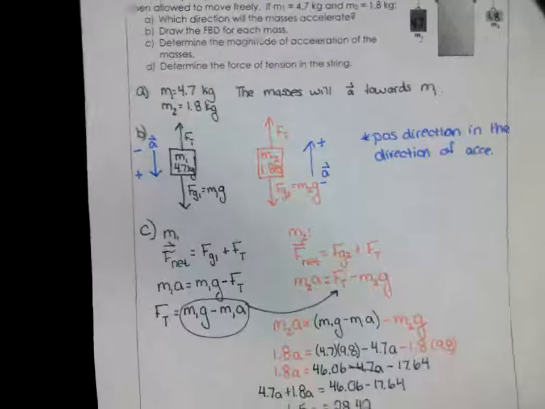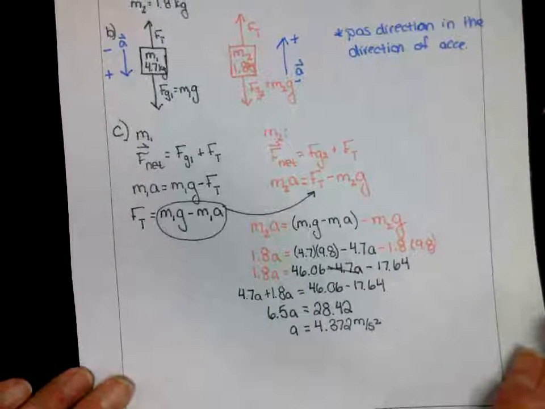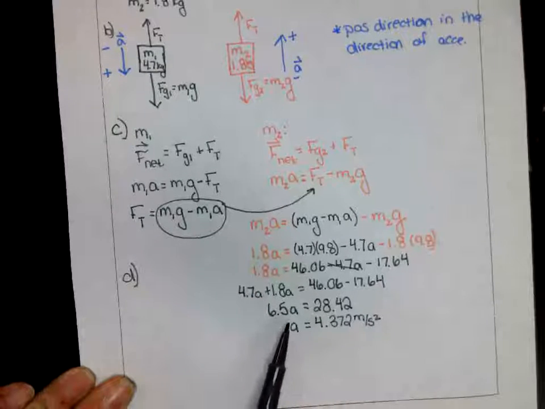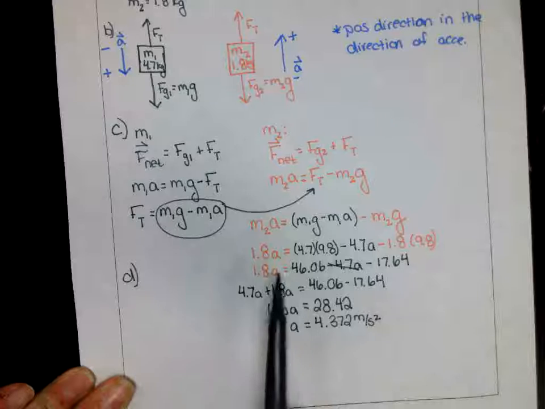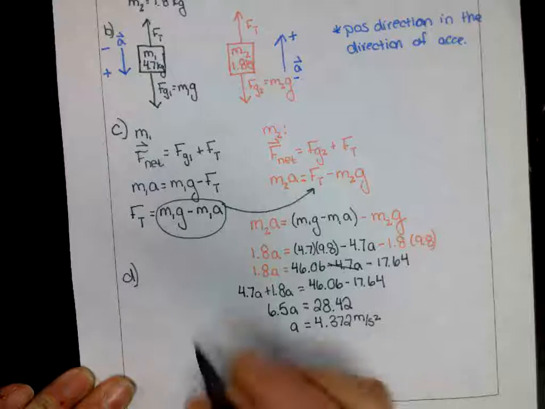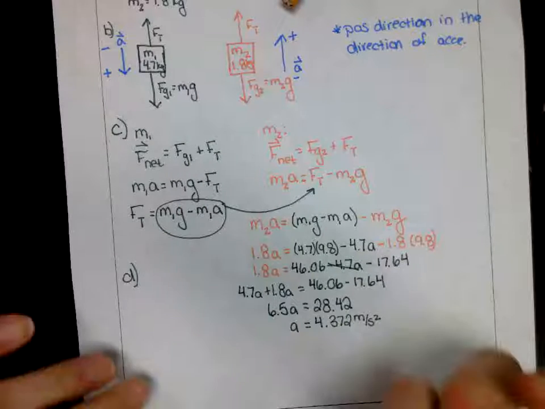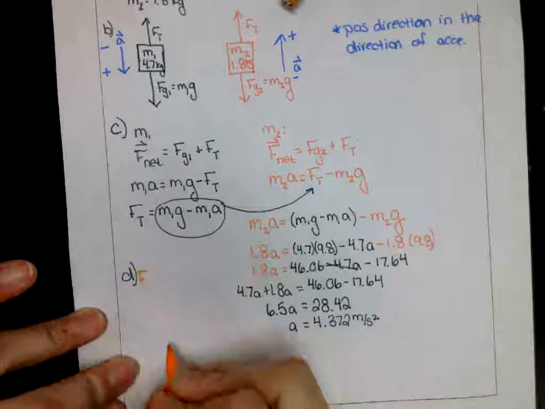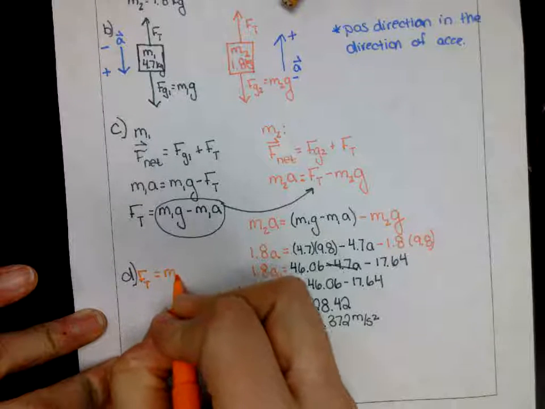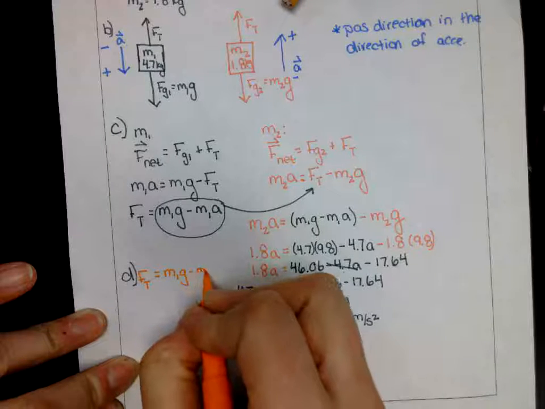The last thing it asks us to solve for up here is the force of tension in the string. So to solve for the force of tension in the string, I need to find an equation I've already made that looks for force of tension, and I have one right here. I'll change colors to make it a little easier to see the difference. I'm going to say the force of tension is equal to M1G minus M1A.